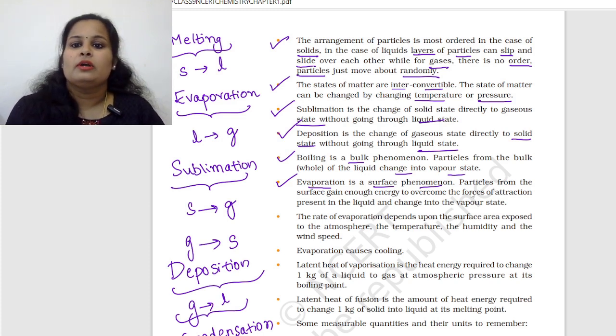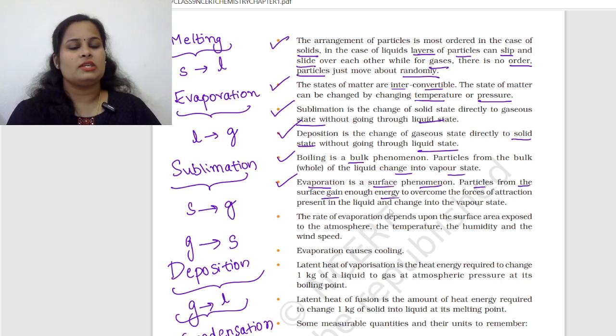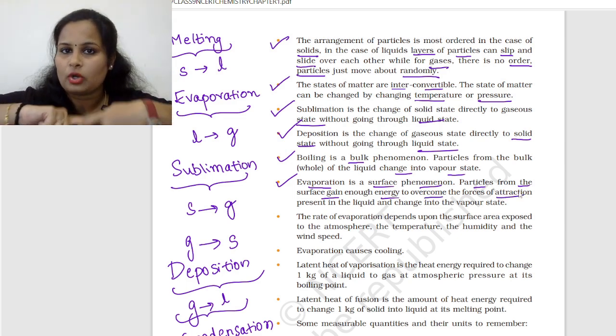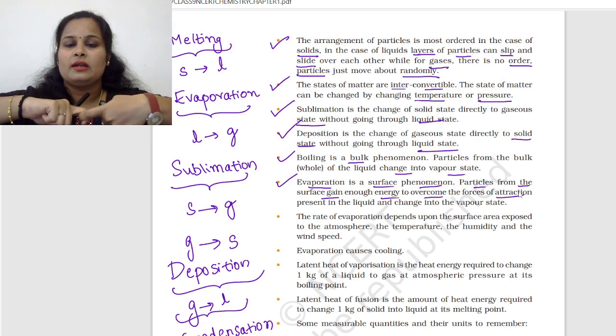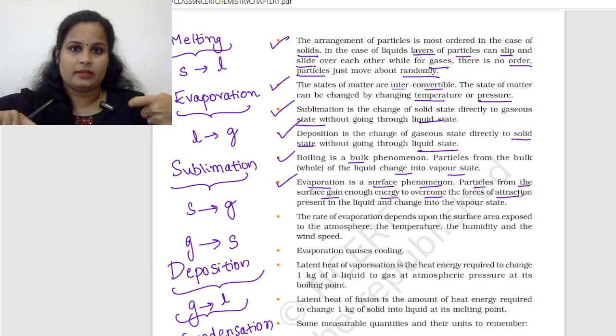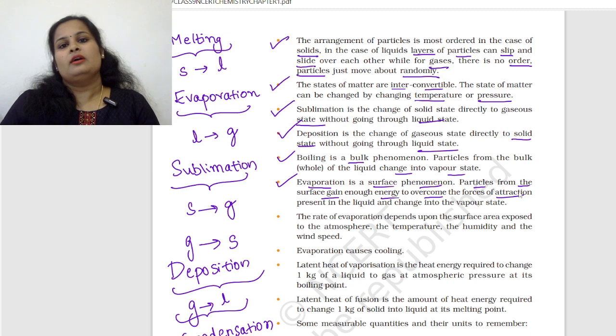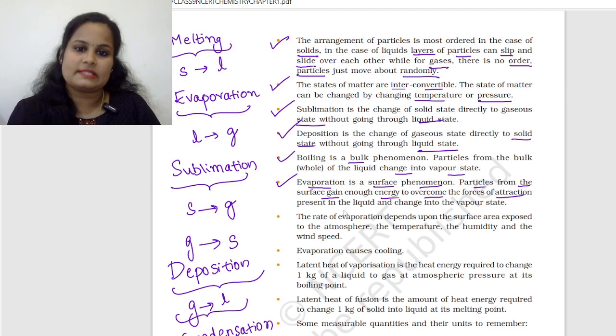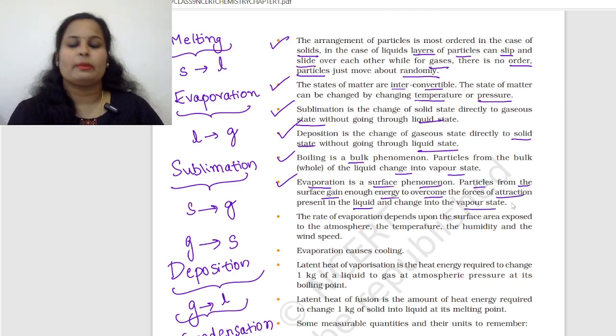All right. Now, in the case of evaporation, the particles from the surface gain enough energy from the medium or from the surrounding to overcome the force of attraction. There will be some sort of force of attraction between the particles, and they need to break, right? The particles need to overcome that. So in order to do that, they gain some energy, either from the medium or from the surrounding, as we've already discussed, and change into vapor state.